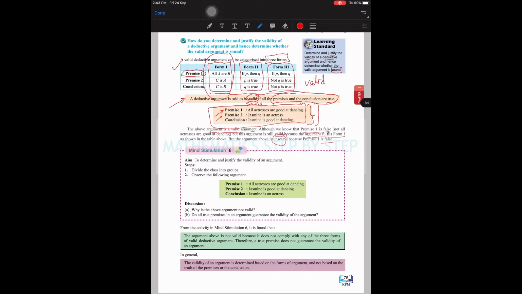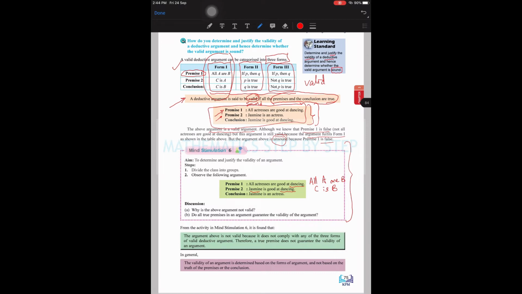Okay? So now let's go through this mind stimulation 6 together. Premise 1, all actresses are good at dancing. So we can write this premise in general, all A are B. Okay? Then premise 2, Jasmine is good at dancing. So C is B. Okay? Because this is a new thing, we let it be C. Okay? Then this part is the end part of premise 1.